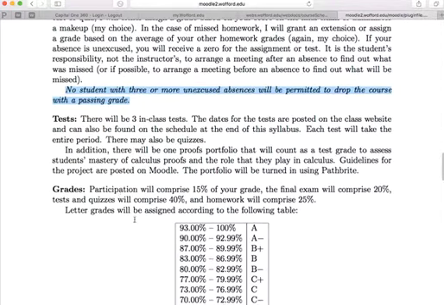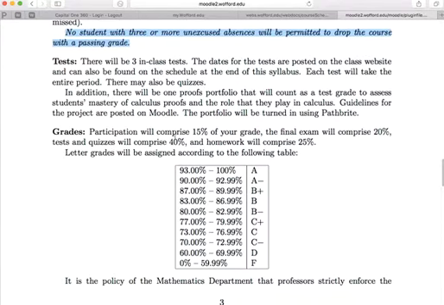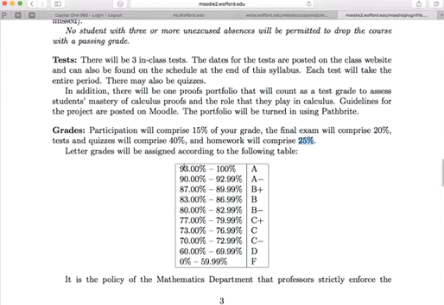All right. Here's information about the tests. There are 3 in-class tests, and there's 1 portfolio that will also count as a test grade, but again, I'm going to give you more information about that later on. Okay. Here's how the grade breaks down. So participation will count 15%, the final exam will count 20%, tests and quizzes will count 40%, and homework will be the last 25%. So that's how your grade will break up in this class.